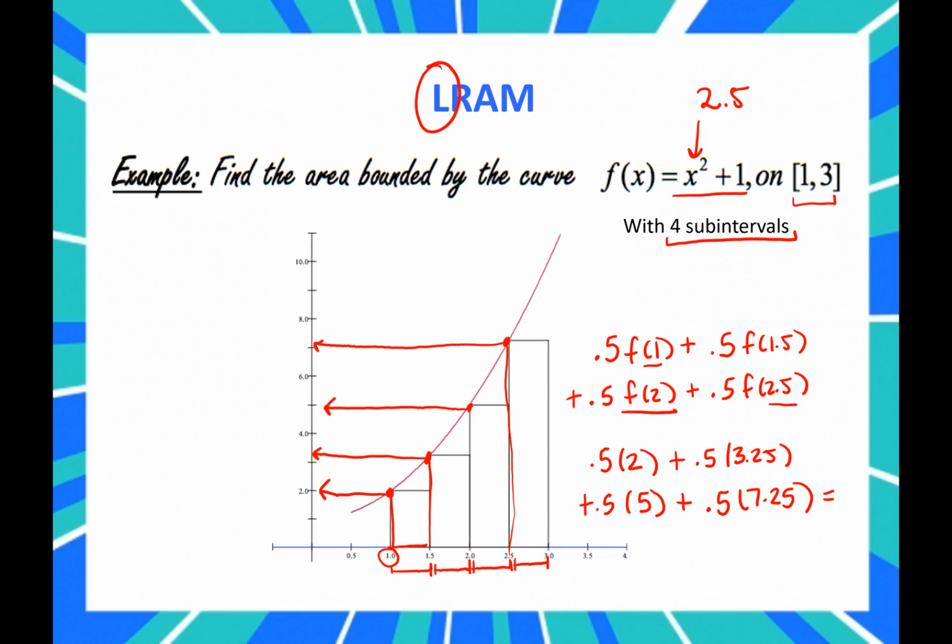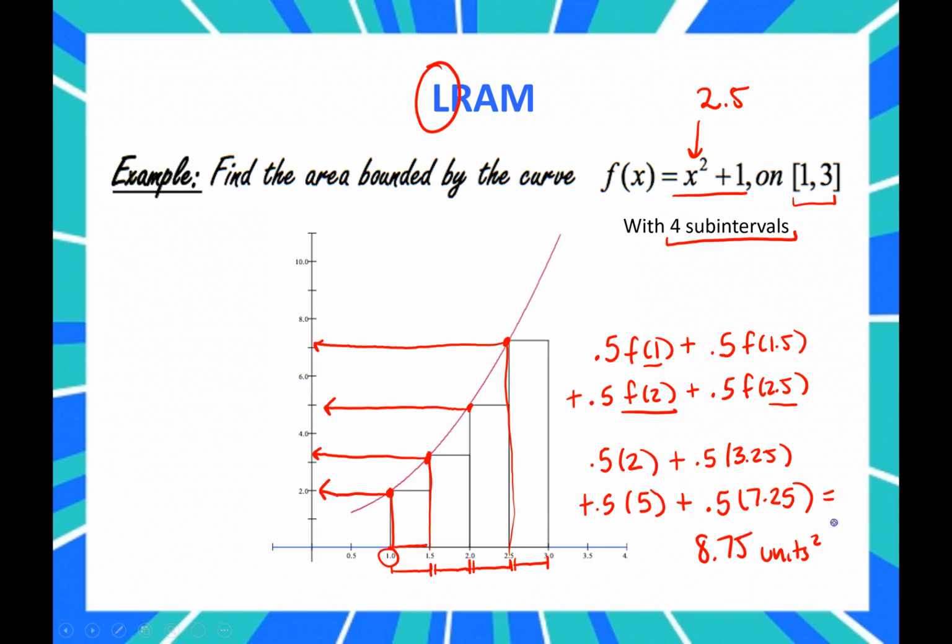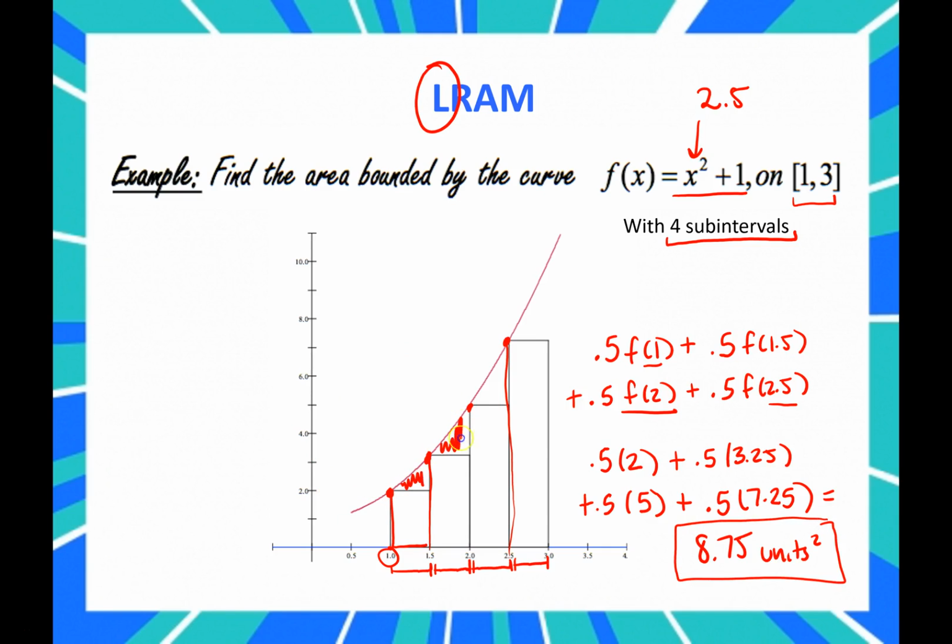So now we just plug that in the calculator and we get our answer. And here I get 8.75, and we're talking about area, so this is going to be units squared. And we'll talk about this later, but this is definitely an under approximation, an underestimate, because look at all this space that we did not account for in our area estimate, and also this right here. So we're definitely an underestimate there.